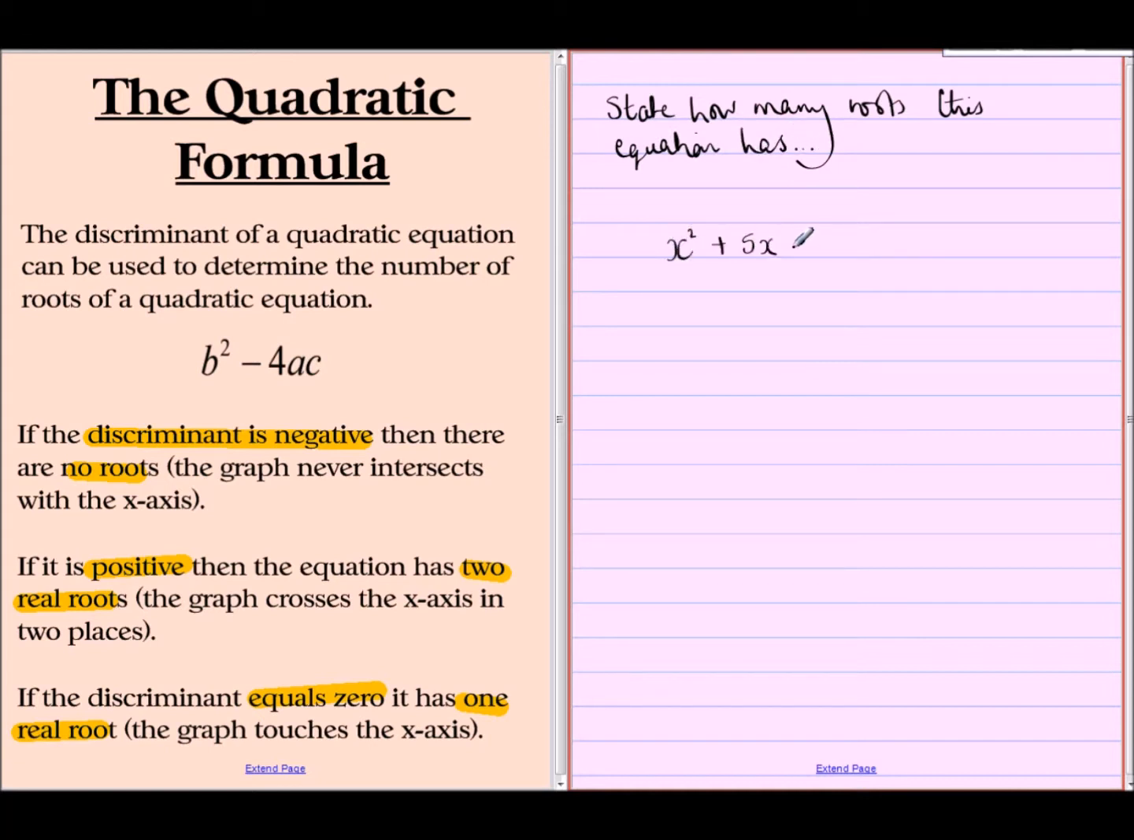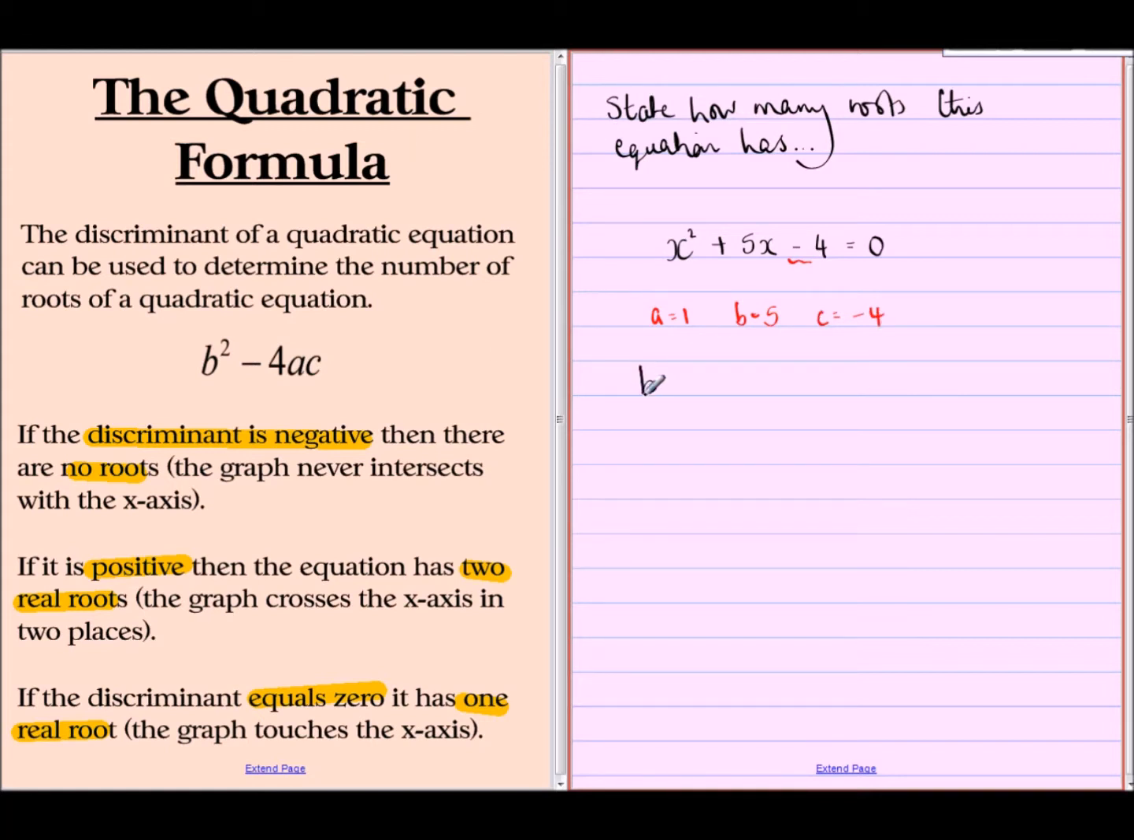If we look at this in an example, we've got x squared plus 5x minus 4 equals 0. If we need to state how many roots it has, we're going to work out b squared minus 4ac. So a is the coefficient in front of x squared, which is 1. b is the coefficient in front of x, which is 5. And c is the constant, so that's the minus 4 at the end.